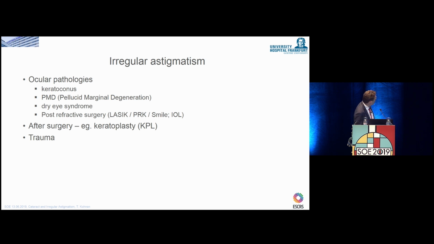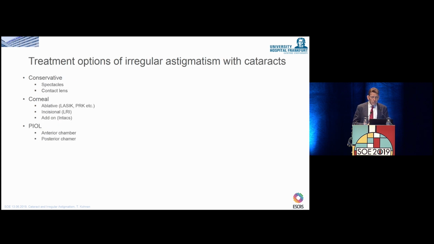If you look again at the ocular pathologies, which I showed here in summary, the question is what treatment options basically exist. So you can do conservative, like spectacles and contact lenses. We're talking about cataracts, so this is then, of course, not pertinent to this topic. On the cornea, we also can correct astigmatism, irregular astigmatism with ablative procedures, incisional, and with other procedures like Intacs, or we have in a regular patient also phakic intraocular lenses.